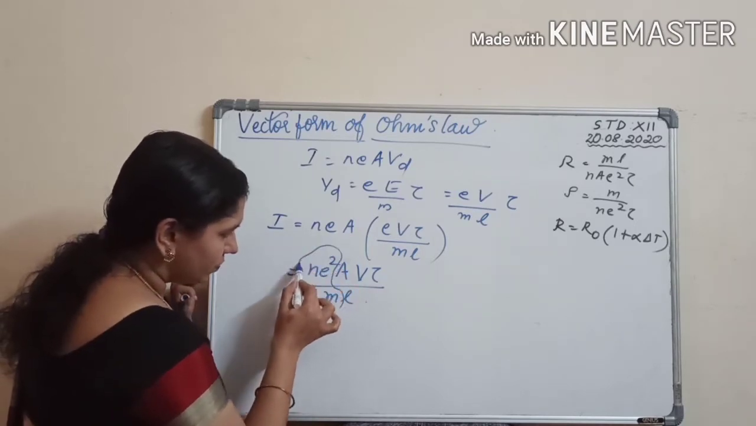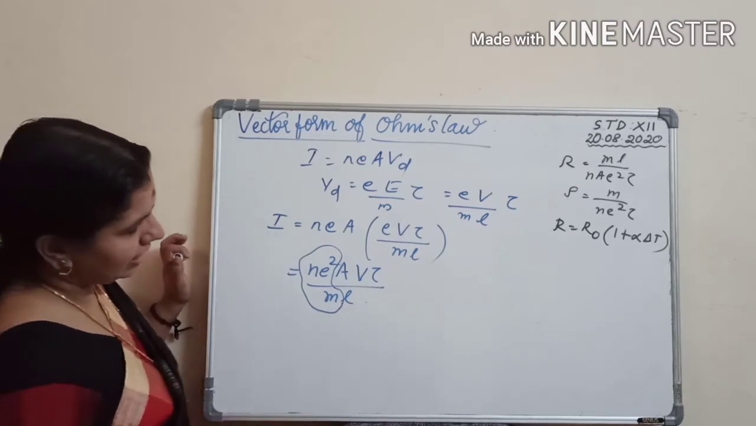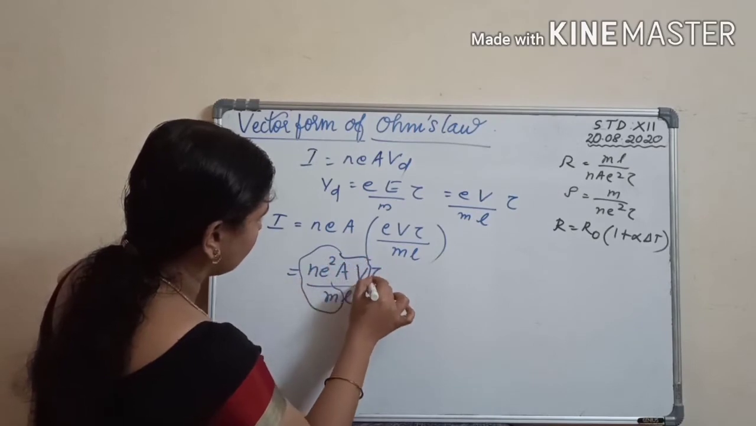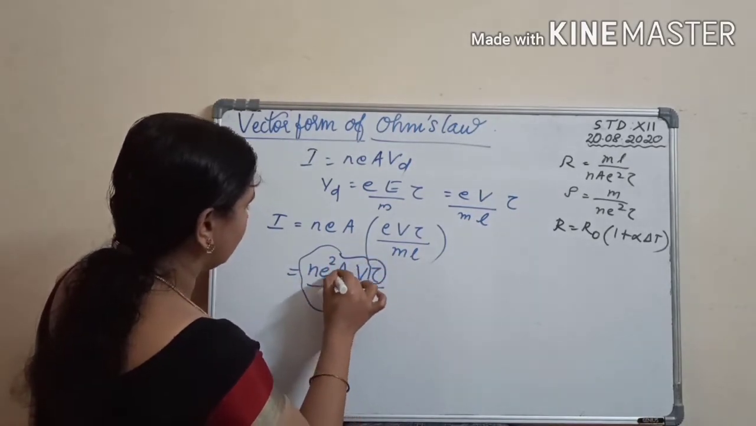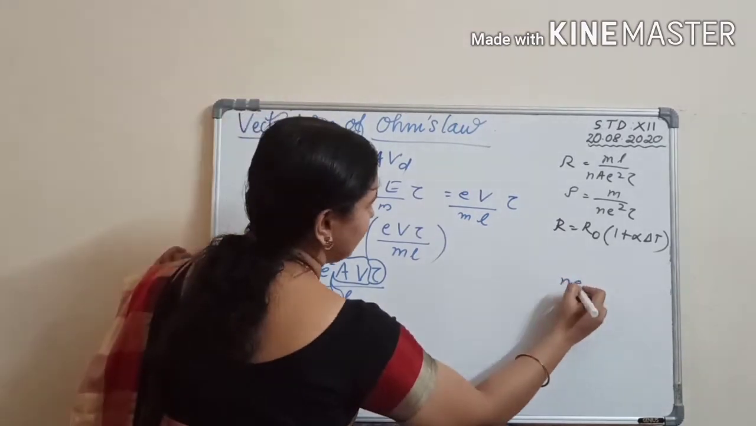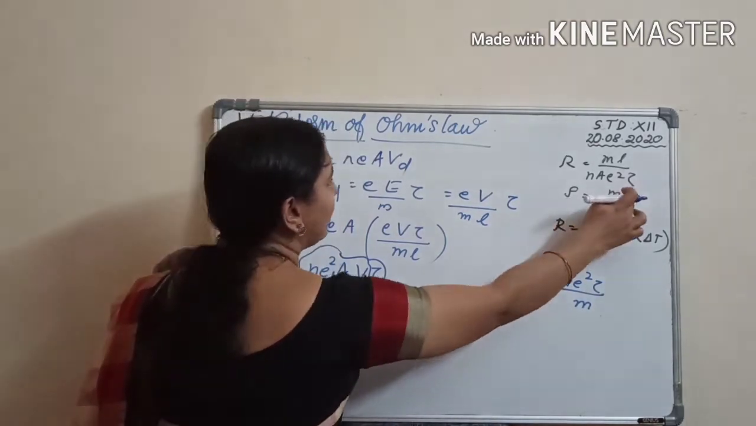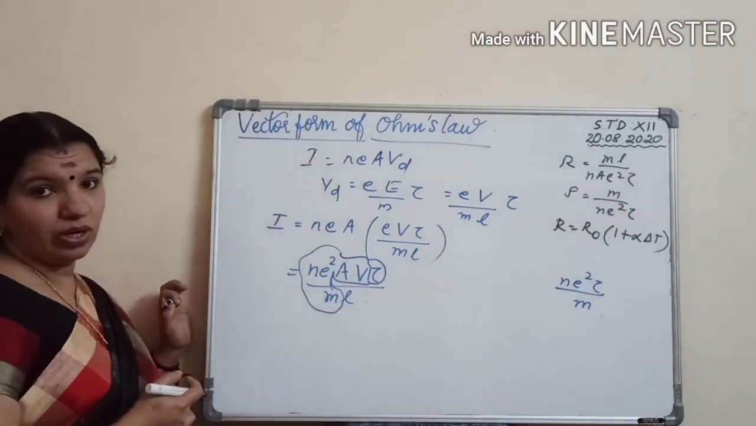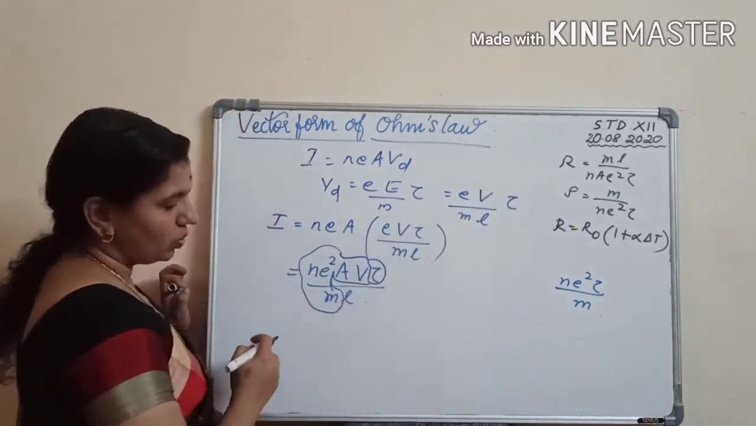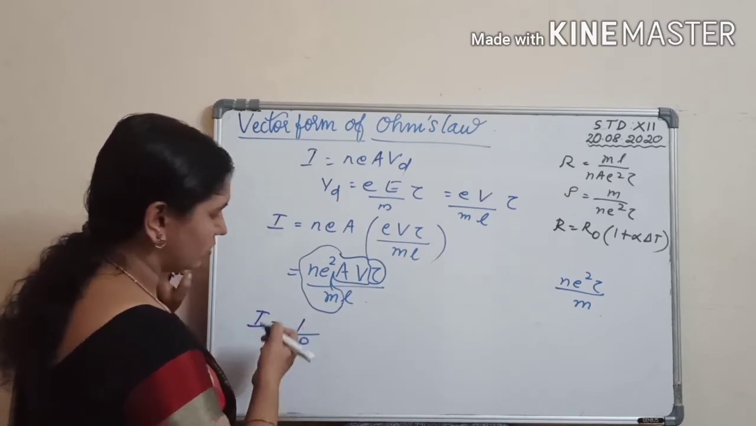This term, what is this? N E square tau by m. Look, rho is equal to m by n e square tau. So it is just the reciprocal of rho. So I can write I is equal to 1 by rho, isn't it?